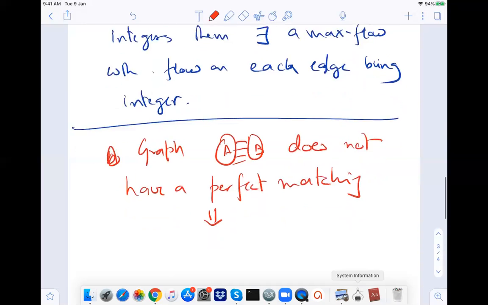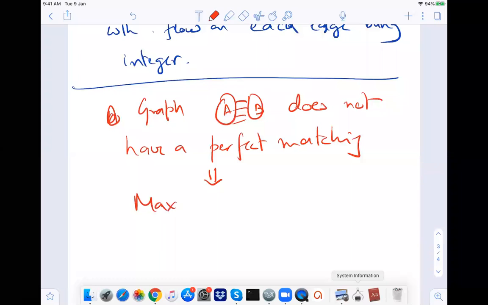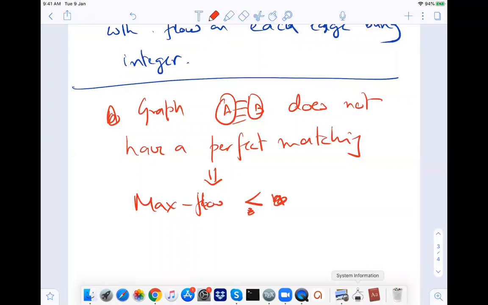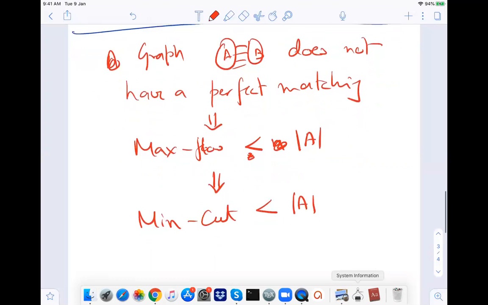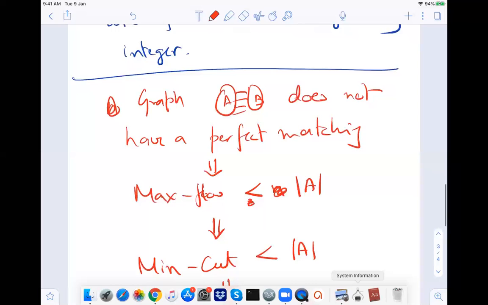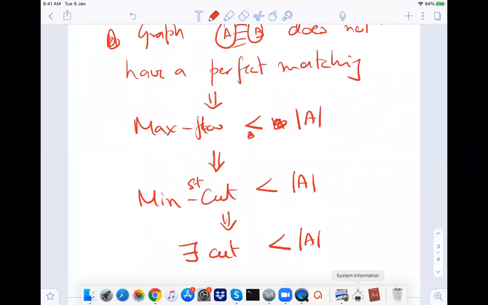this implies that max flow is strictly less than n, so mod A, right? Which implies that min cut must be strictly less than A, which means that there exists a cut of size less than A, right? Everywhere here we are talking about an ST cut.